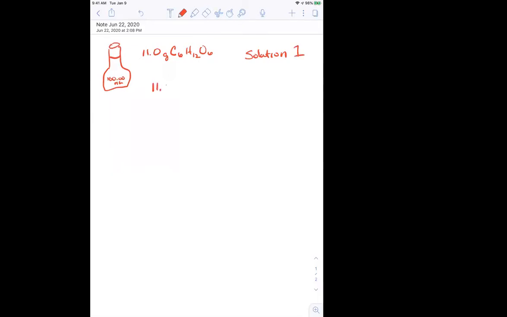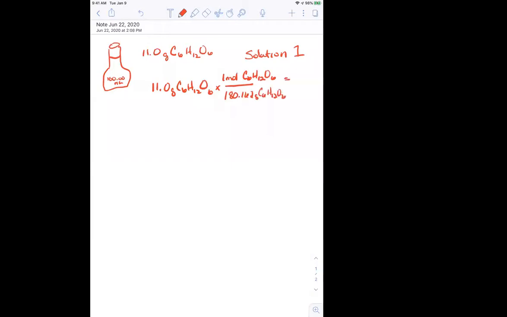If I have 11.0 grams of C6H12O6, I need to calculate the moles. So I need the molar mass of this compound. So I'm going to take 6 times 12.011, and then I'm going to add that to 12 times 1.008. And then I'm going to add that to 6 times 16. And my whole molar mass of glucose is now 180.162 grams of C6H12O6.